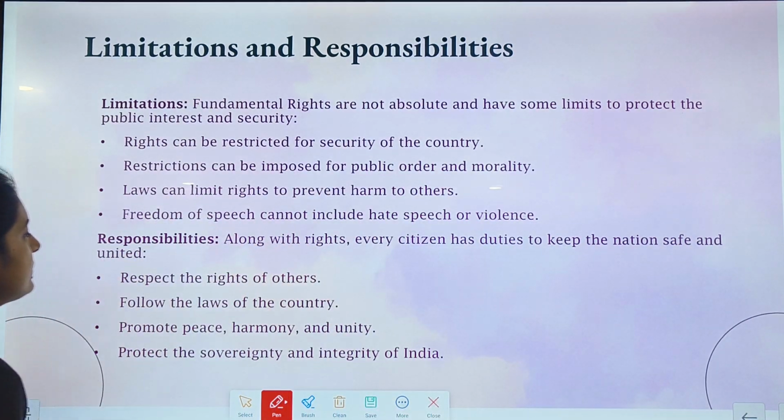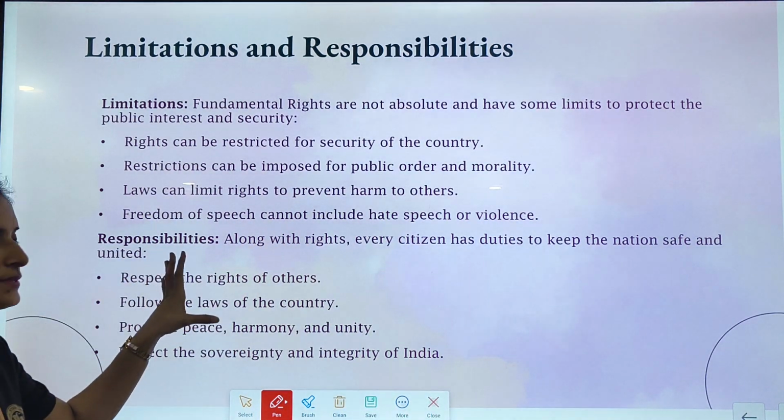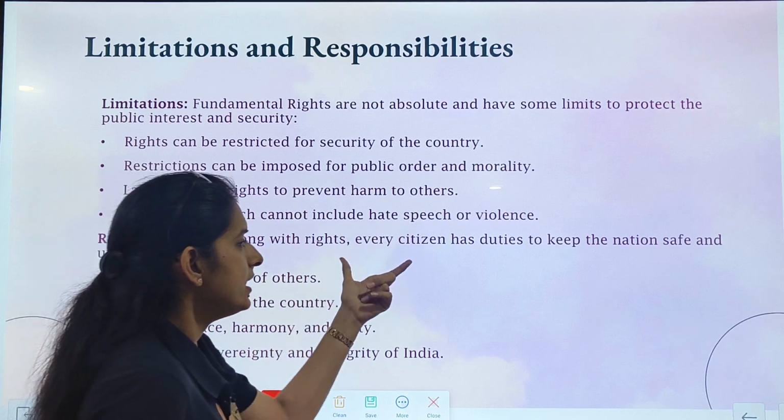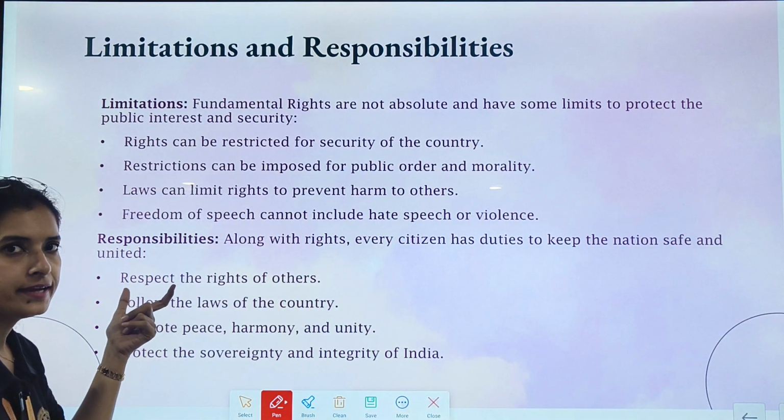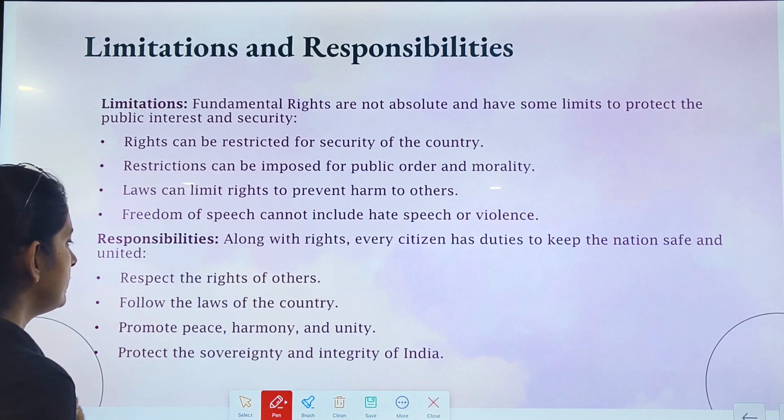Clear? Next, what are the responsibilities? Along with the rights, every citizen has duties to keep the nation safe and united. Some of the duties are mentioned here.